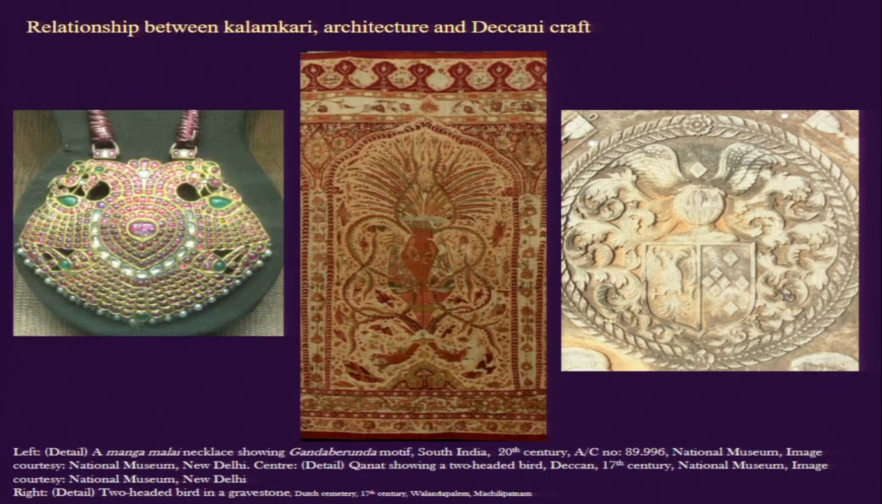So with those things, let us move on to the next topic which we are supposed to discuss as part of this week, and that is the relationship between Kalamkari, architecture and Deccani craft. As I have already mentioned, Kalamkari is mostly made in the southeastern coastline of the Indian peninsula, and we know that the Deccan region is guarded by the Coromandel and the Konkan, and of course part of the Malabar coastline.